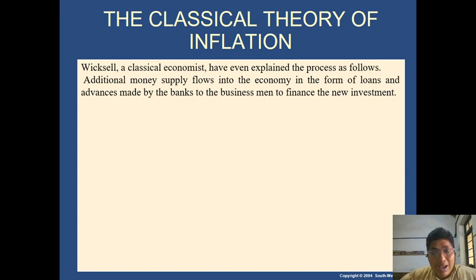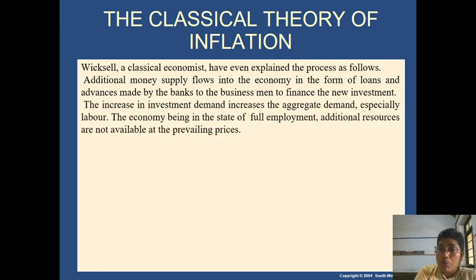Now, where does the money supply come from? Additional money supply flows into the economy in the form of loans and advances made by the banks to the businessmen to finance new investment. So what is the source? What is the cause of increase in money supply? The loans are taken from the banks by the businessmen in order to finance a new investment. So because of these new loans to finance investment, additional money supply flows into the economy, right? That's the first step. We are explaining the process, okay?